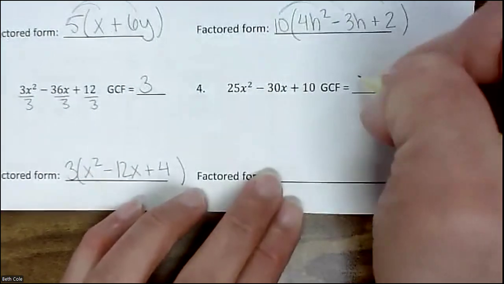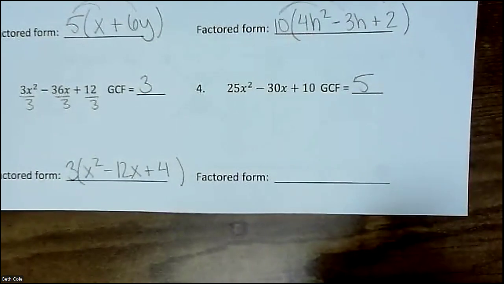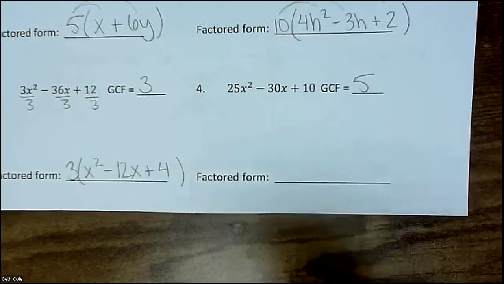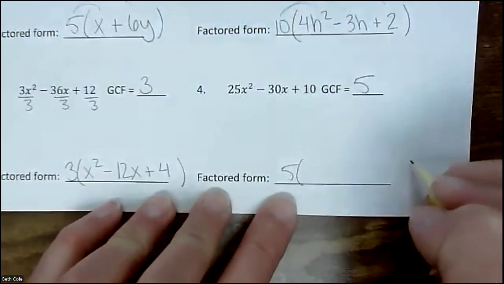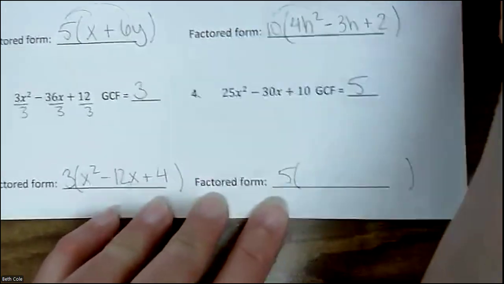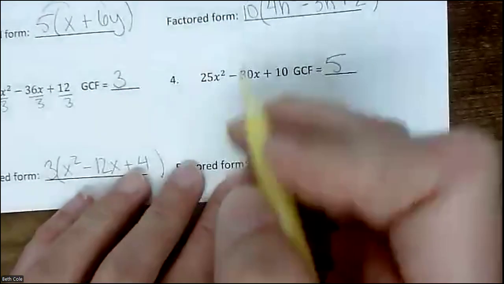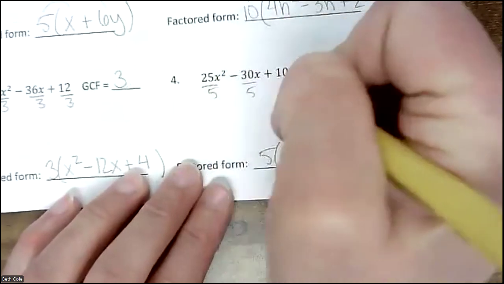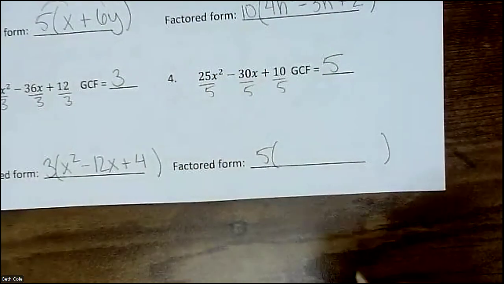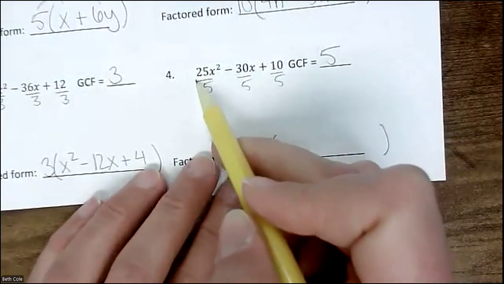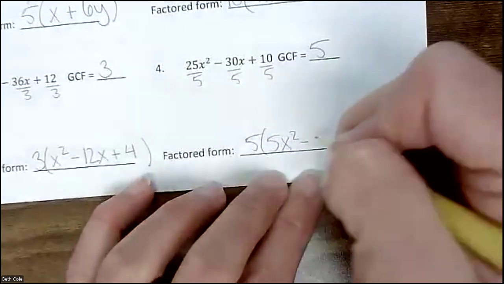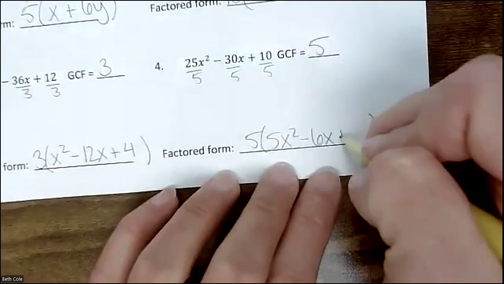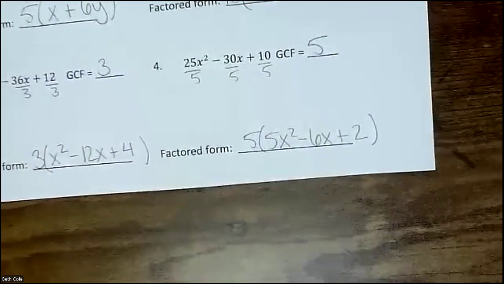25, 30, and 10. Good, you can divide 5 out of all of them. Anything else? Do they share anything else in common? No, good, so just 5. Sometimes you can take variables though, and you'll see I have a whole page of practice on the other side. So if you divide them all by 5, what are you left with? All right, 5x squared, good, minus 6x, good, plus 2. Very good, we're getting it.